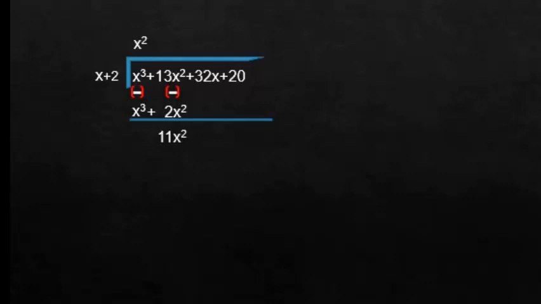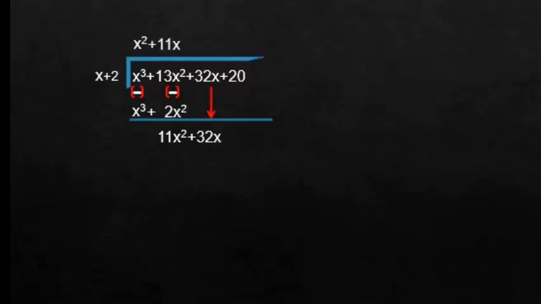Now the next step is you bring 32x down. So you have now 11x square plus 32x, and you have to divide this by x plus 2. The first term of the dividend now is 11x square and the first term of the divisor is x. So you can make a column on the right side and write 11x square divided by x. The x and x will get cancelled and you will get 11x. So the answer 11x you write in the quotient's place.